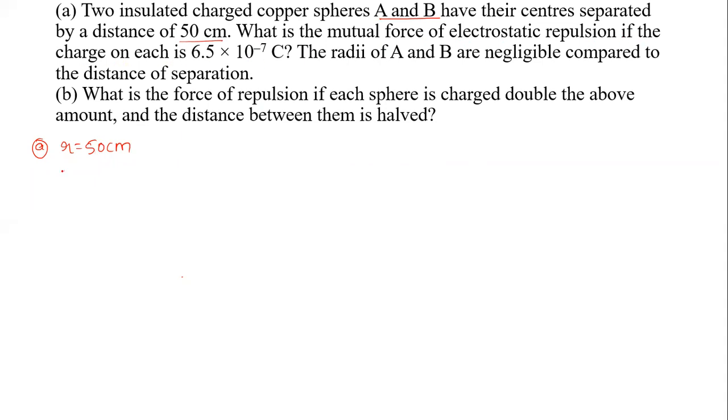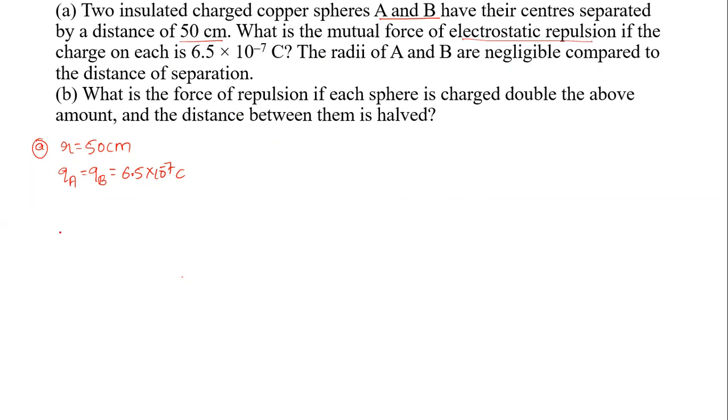This must mean the charge on A is equal to the charge on B, which is 6.5 × 10^-7 coulomb. The radii of A and B are negligible compared to the distance of separation, which means we take them as point charges. So we need to find the electrostatic repulsion between them.